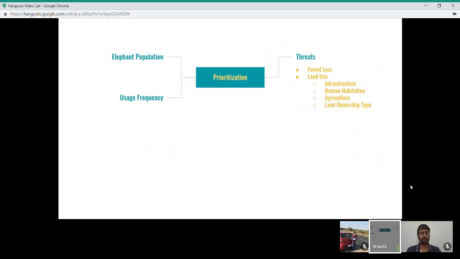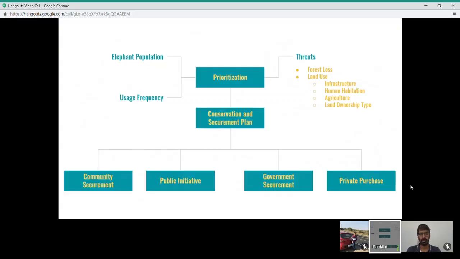After prioritization, a plan for conservation and securement is done using one of these models. The first model is the community securement model, where the community is convinced to set aside their land falling inside a corridor and making them village reserve forests or community conservation areas. This mostly works in the northeastern region of India.